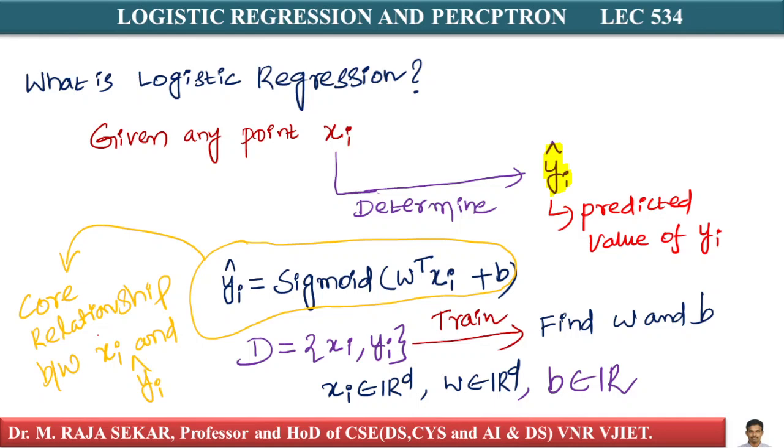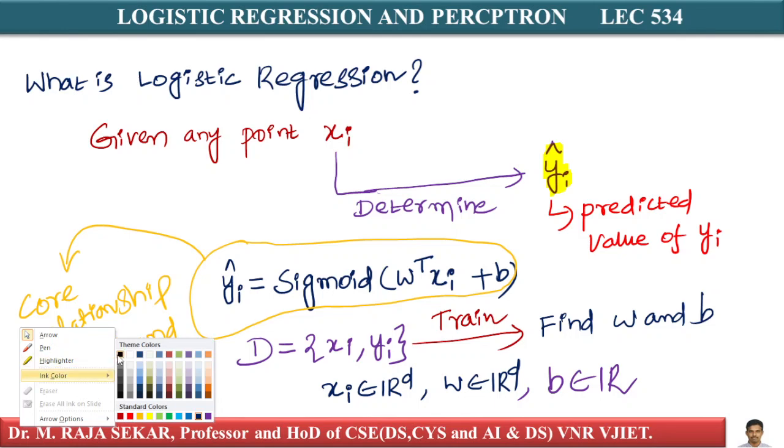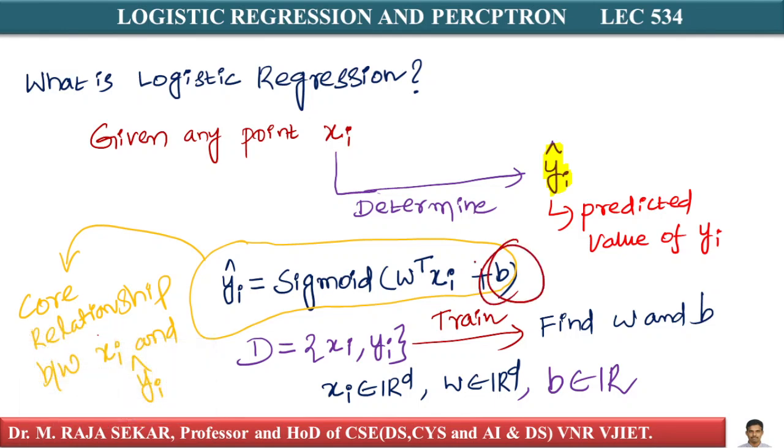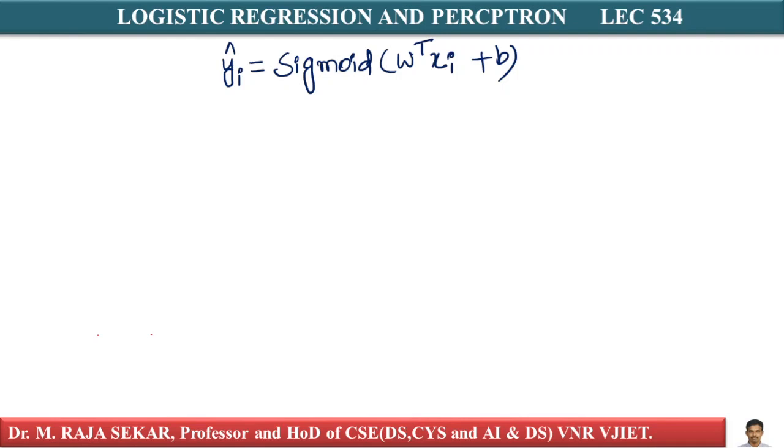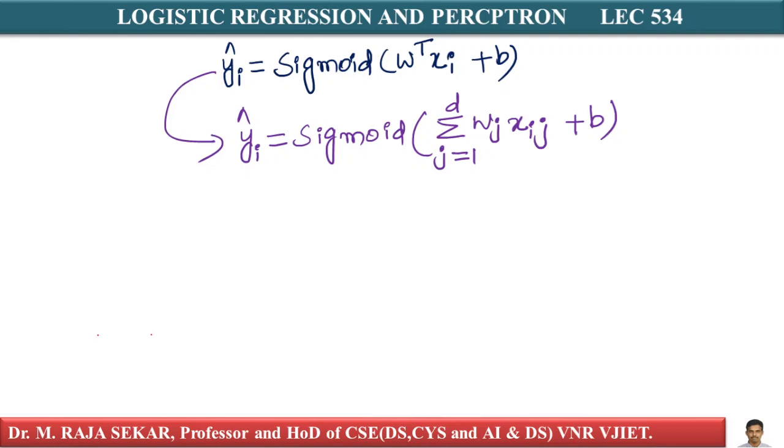If you've forgotten this, please go back and revisit the logistic regression chapter, where we discussed it in a detailed manner. Sometimes we may drop b, but let's keep b for completeness. If you think about the whole structure we have here, w transpose xi plus b, and expand it, I can write this as yi cap equals sigmoid of sigma j equals 1 to d wj xij plus b.